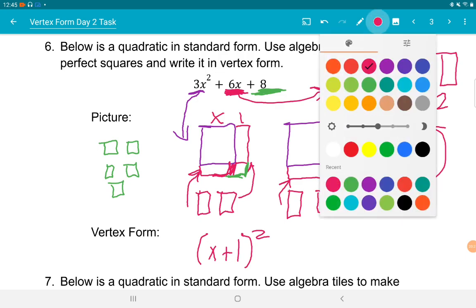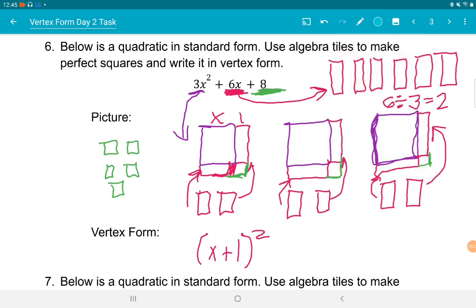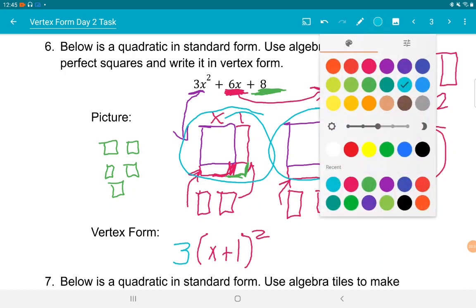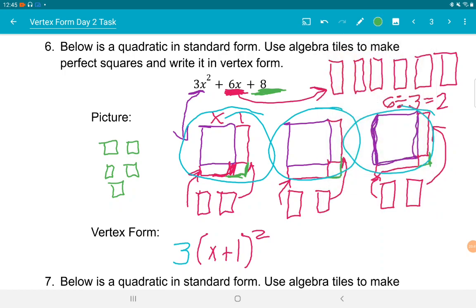How many of them do I have? Well, I have 1, 2, and 3 of those squares, right? So I'm going to put a 3 out in the front, okay? And then how many extras do I have on the outside? It was 5. So this is how you write this in vertex form.